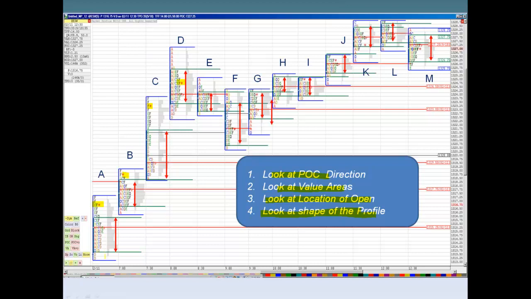Each profile tells us something about the period. Once again, a skinny, narrow profile is indicative of a directional market. When we start to get a chubby, short distribution, then the market really is consolidating in this area and we're getting distribution. Once again, we have a strong directional market, that long, narrow profile, very directional.